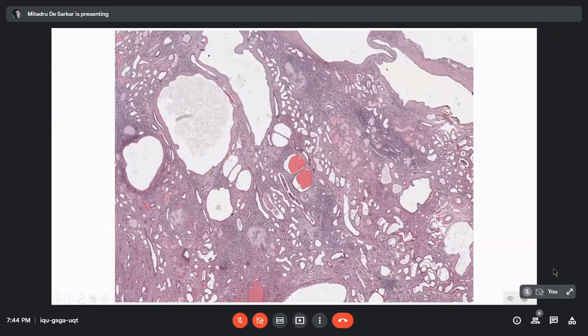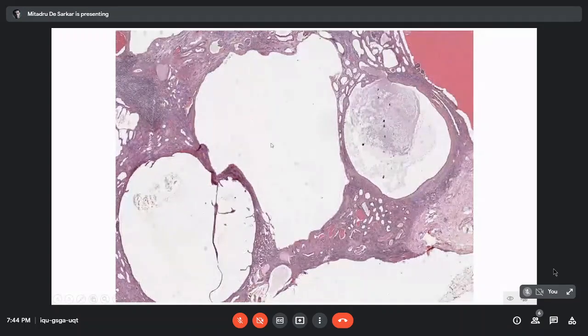Once you go into it at a higher power, you see that the parenchyma between these cysts actually looks pretty busy. It looks blue because there is a lot of inflammation happening within this parenchyma. So tubulointerstitial, there is a bit of interstitial inflammation, scarring, tubular atrophy, etc., which happens towards the late stage of the disease. These cysts are of varying sizes, as I said, small to large.